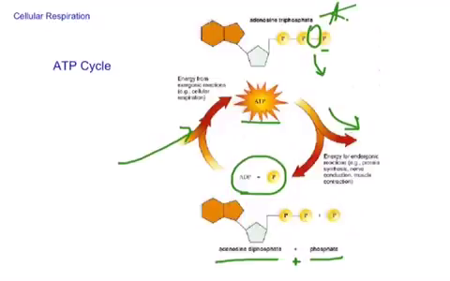This is the primary reason for the reaction of cellular respiration. This cycle of the breakdown of ATP into ADP and inorganic phosphate and the build-up of ADP and inorganic phosphate into more ATP is referred to as the ATP cycle.